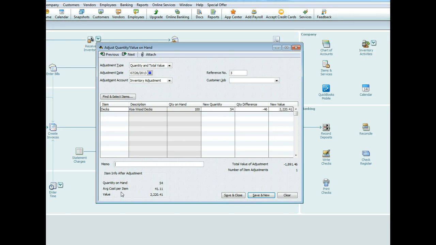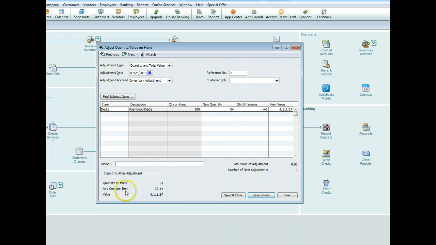Okay, so override that value. We want that value to still be the same. Come on, fighting with QuickBooks here. I'm going to write this down. 4,111.87. Okay, and my new quantity is going to be 54. And my new value, I'm going to override, is going to be 4,111.87.